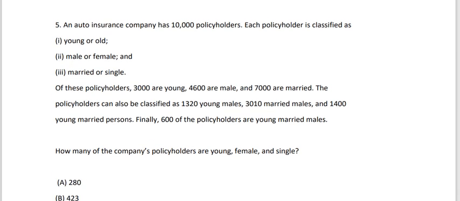Okay, so here we wanted to separate many people into parts. Here we have 3 factors: young or old, like age. We separate them by age, right? Or male or female, like gender, and married or single, so marriage. So we have 3 factors, so we use this Venn diagram.